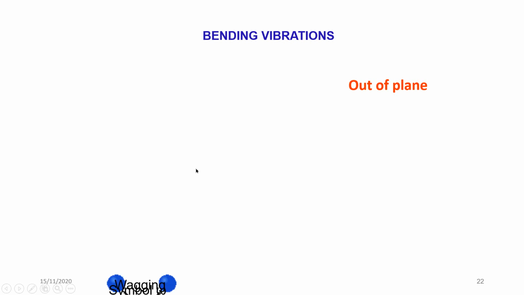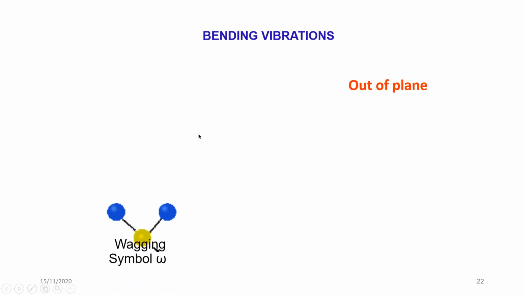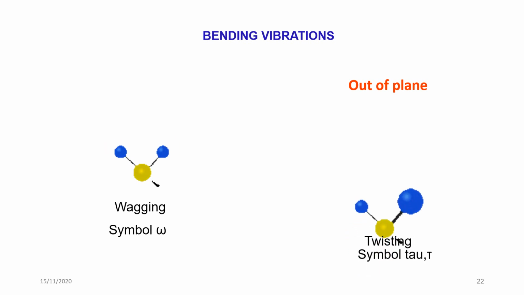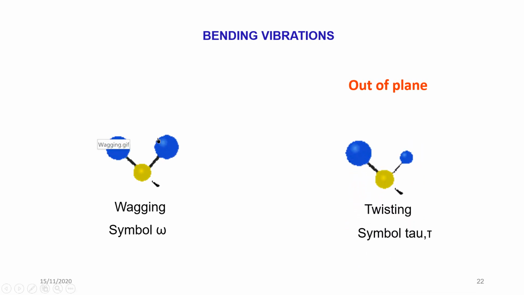And there are two out-of-plane bending modes, wagging and twisting. In wagging, both atoms will move simultaneously out of the plane, but in twisting they move oppositely.